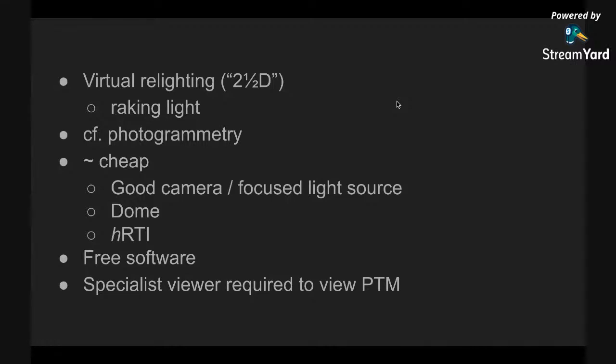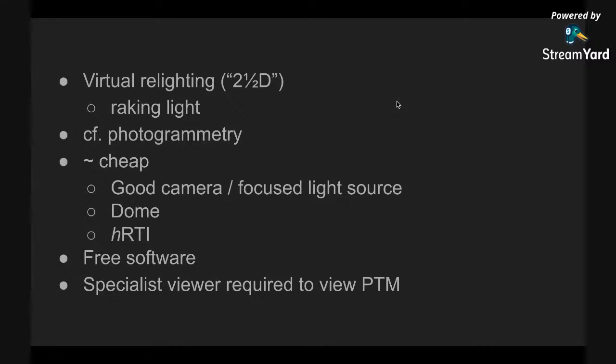Similar in some ways to photogrammetry, but a different method of capture. In photogrammetry, you move the camera between taking each shot. In RTI, you keep the camera stationary, but you move the light source between taking each shot, which gives you different views of the exact same surface. It's a relatively cheap method, although not quite as cheap as photogrammetry. You do need a good camera, and you also need a good focused light source, preferably a light source with a focal length of infinity, so it's not spreading out, that you can move around.